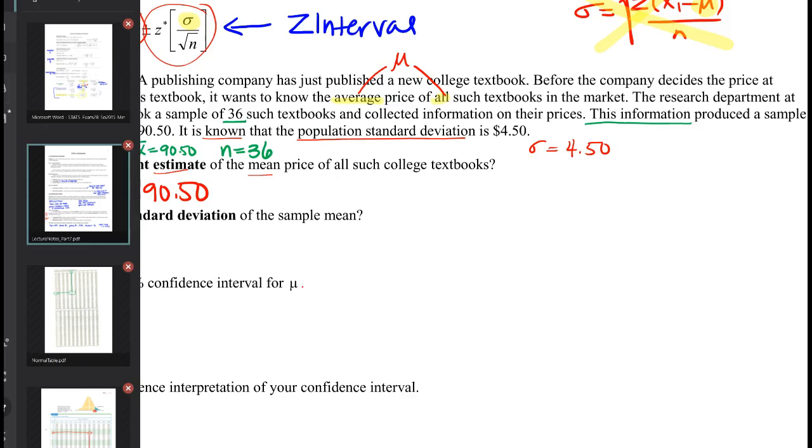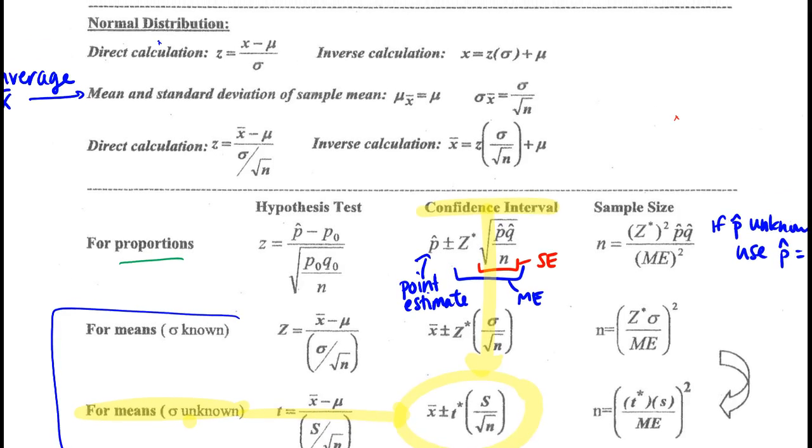So if we go to our formula sheet, the standard deviation of a sample mean is right here. Sigma divided by the square root of n.